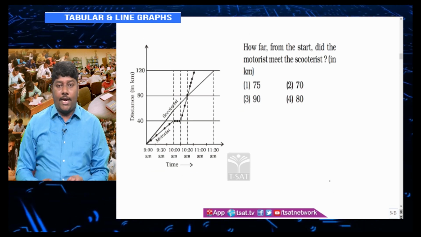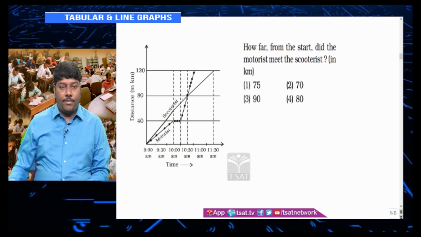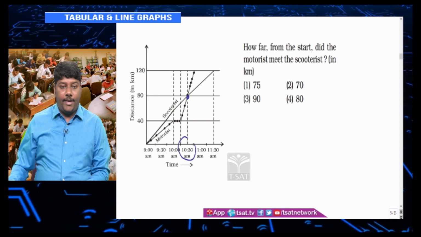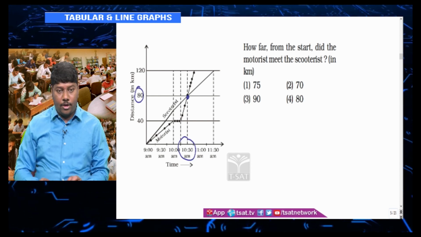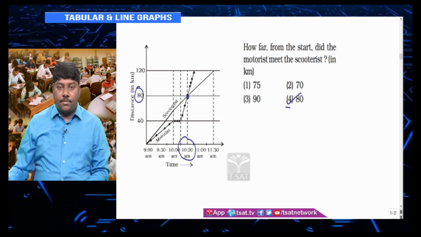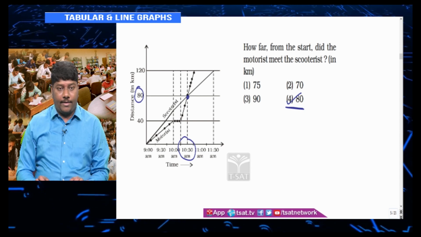How far from the start did the motorist meet the scooterist? So how far from the start means when they meet, they actually met at 10:30 a.m. and they have actually covered 80 kilometers. Both of them covered 80 kilometers and they met at 10:30. This graph was actually very simple to understand, the line graph.